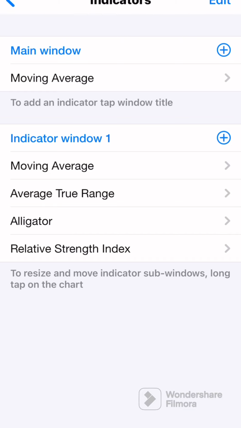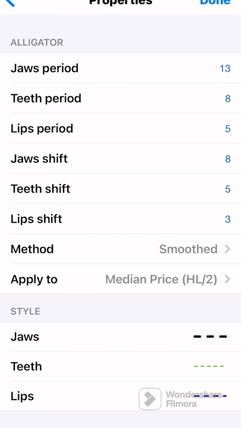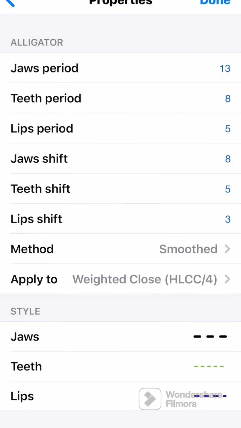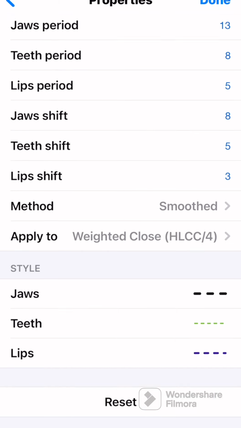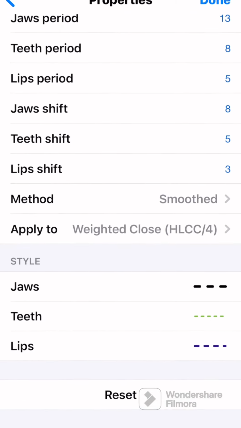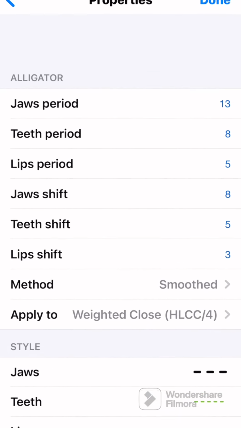For the alligator, we have jaw period 13, teeth period 8, lips period 5, jaw shift 8, teeth shift 5, lips shift 3, method smoothed, applied to weighted close HLCC/4. And that's just it. You can screenshot it so that you can have the full settings intact.